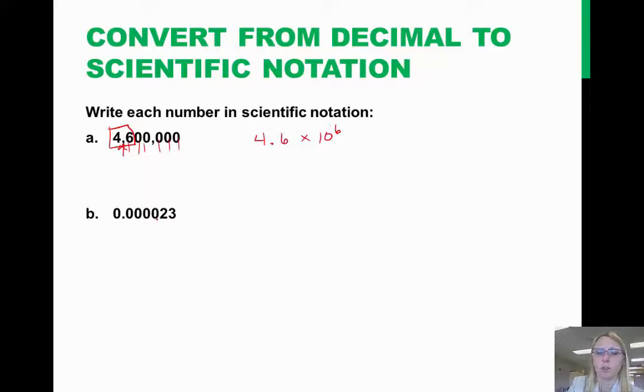We're going to do the same thing with this one. We're going to take 2 and 3, and we're going to turn that into 2.3. And being that this is a decimal, it's a fraction, we're going to count the number of zeros we have. We have 1, 2, 3, 4, 5. Because it's a decimal, we're going to go negative, and it's going to be 5.